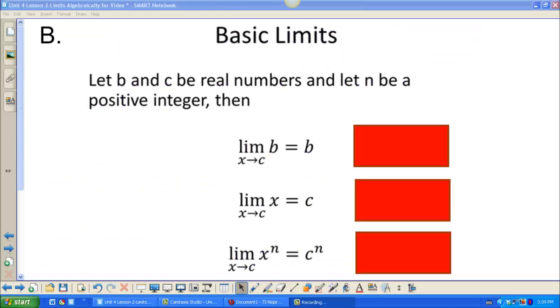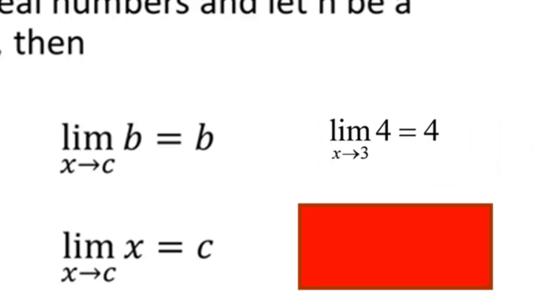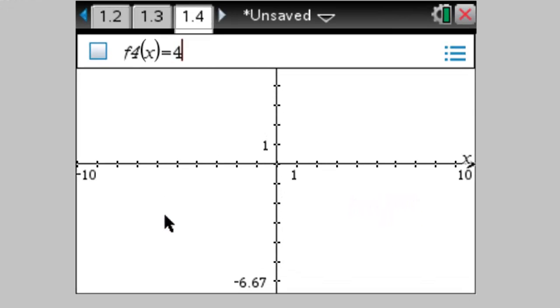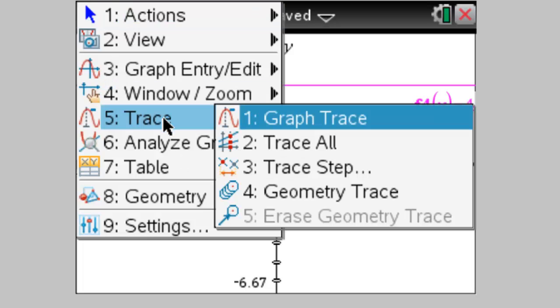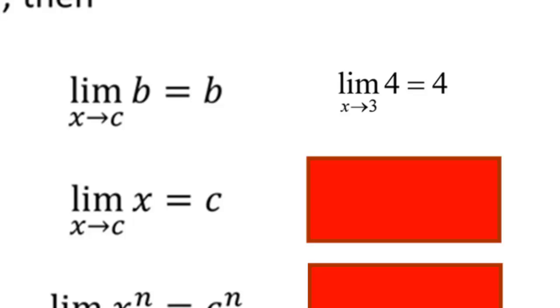So here are some basic limits where it should seem like, duh, direct substitution is pretty easy. If b and c are real numbers and n is a positive integer, then the limit as x approaches c of b equals b. This is talking about a constant. So here is a concrete example. If I wanted to take the limit as x approaches 3 of 4, it's going to equal 4. Why is that true? Well, if I pull up and graph just the constant function 4, then as x approaches 3, that output is going to be 4.